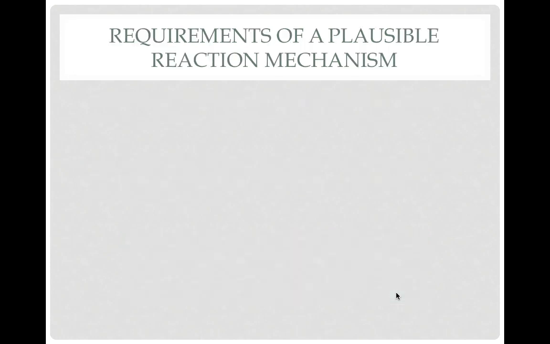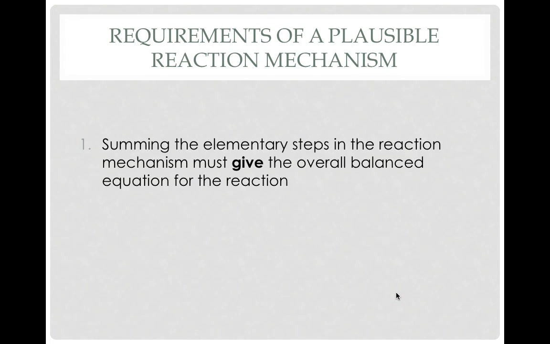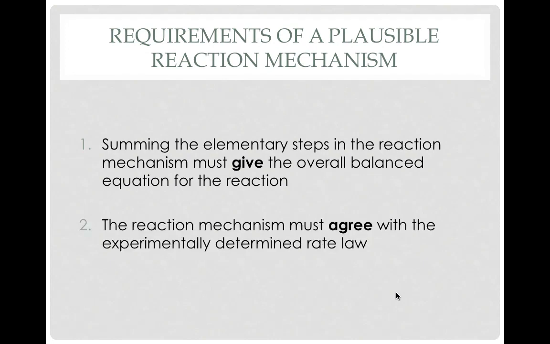So the requirements for a plausible reaction mechanism are twofold. First, if we add up all of the elementary steps in the reaction, it must give the overall balanced equation for the reaction. And two, the reaction mechanism must agree with the experimentally determined rate law. So the slowest step, which we said was the rate determining step, must match the rate law expression. And we'll see an example of that coming up.